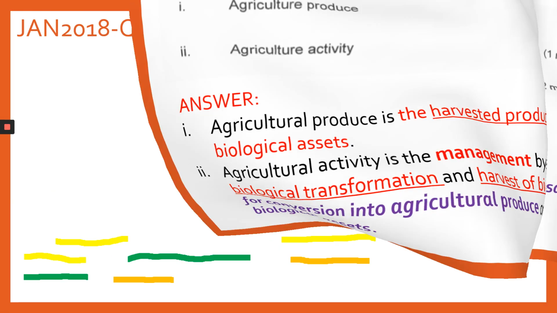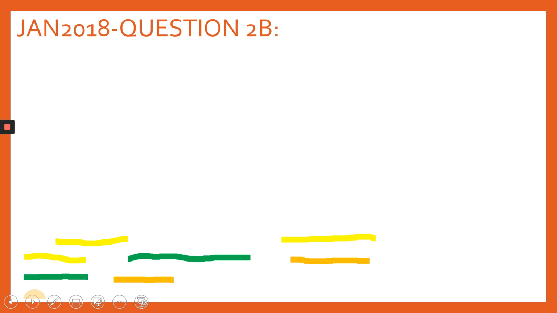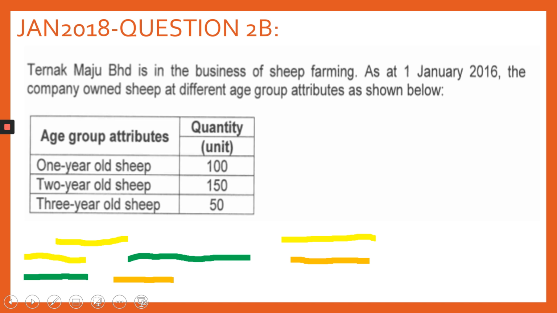Next, this is question part 2B. It's about Ternak Maju, which is involved in the business of sheep farming. So sheep farming is an agricultural activity, and the company owns sheep at different age groups.